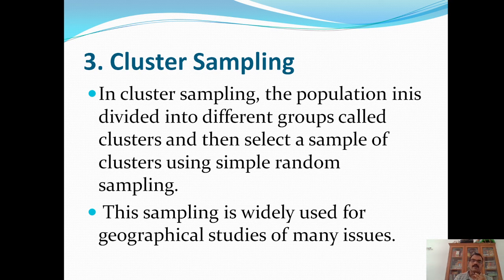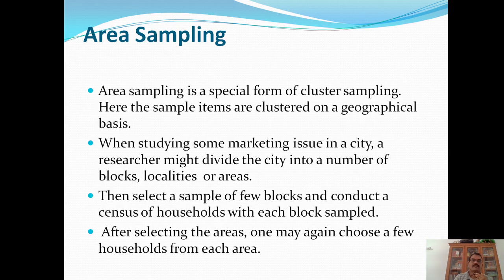This sampling is widely used for geographical studies of many issues. Area sampling is a special form of cluster sampling. Here, the sample items are clustered over a geographical basis.